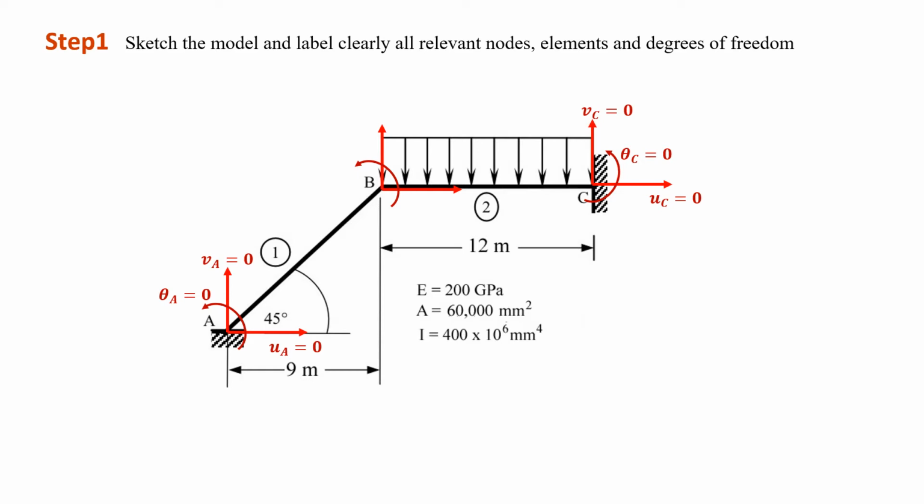While at point B, it's free to move in all directions. So UB is unknown, VB is unknown, and theta B is also unknown. So in this case, we have 3 degrees of freedom, which are UB, VB, and theta B.